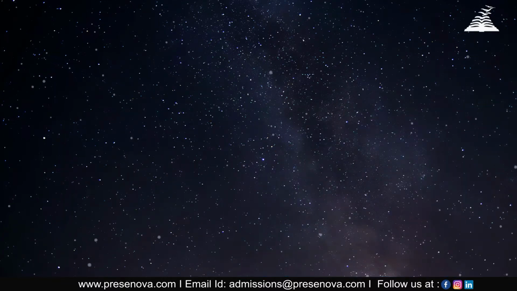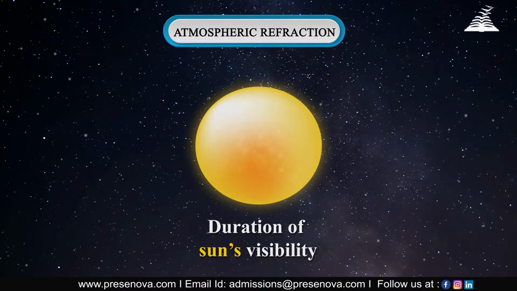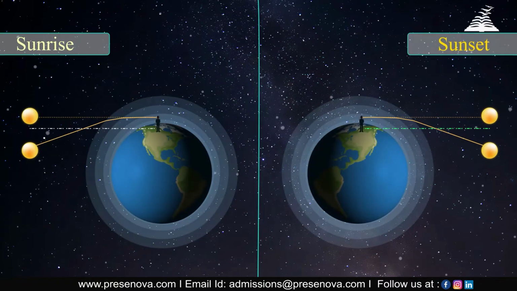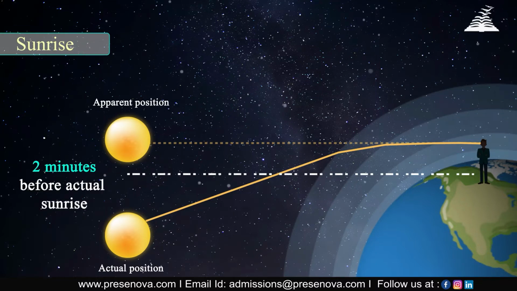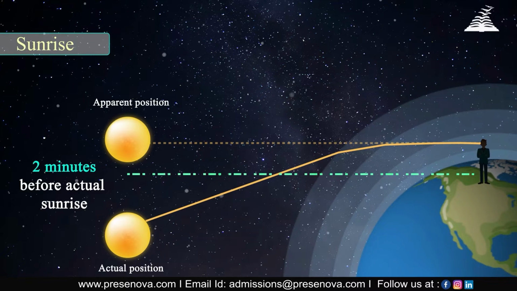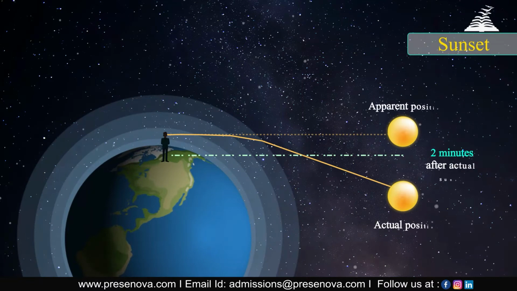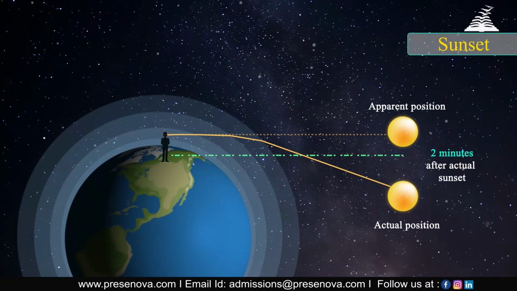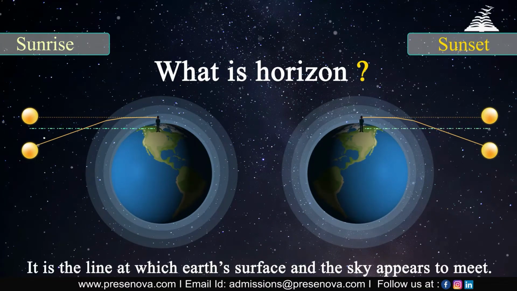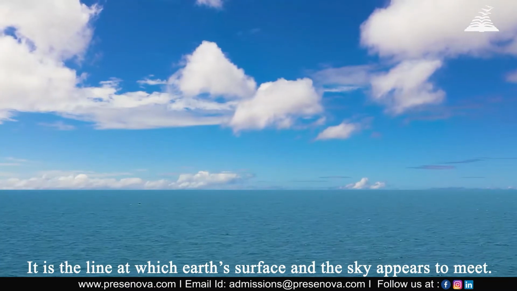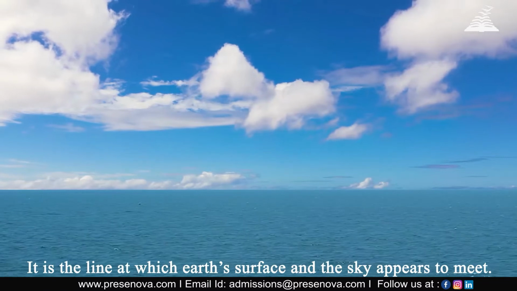Our next phenomenon due to atmospheric refraction is the duration of the sun's visibility, that is, early sunrise and delayed sunset. The sun is visible to us 2 minutes before the actual sunrise, and even though the sun is just below the horizon, we can still see the sun. Similarly, the sun is visible 2 minutes after the actual sunset. So what is this horizon? It is the line at which Earth's surface and the sky appear to meet. The horizon is best visible when we are looking at a sea or ocean.